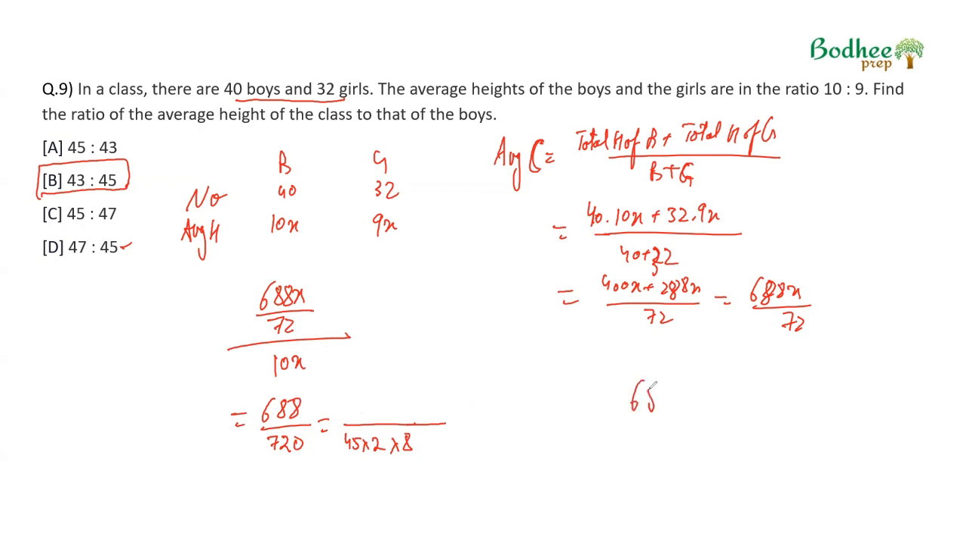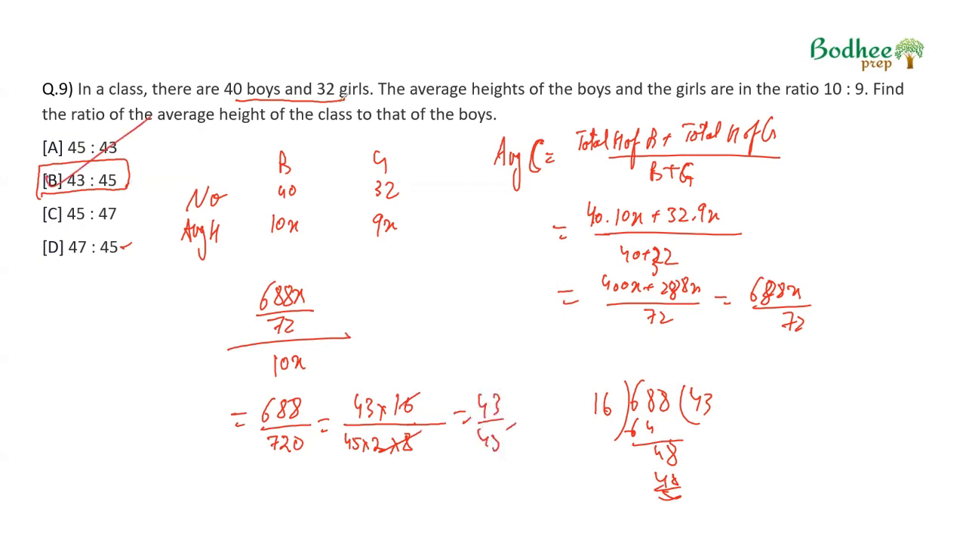688. 688 divided by 16 is what we'll have to do. 16 fours are 64 minus 48. 16 threes are 48. And therefore, this will be 43 into 16. 16 cancels. So the required ratio is 43 upon 45.